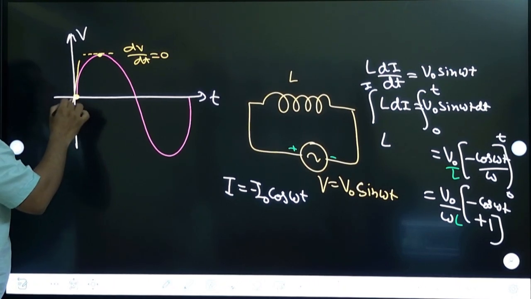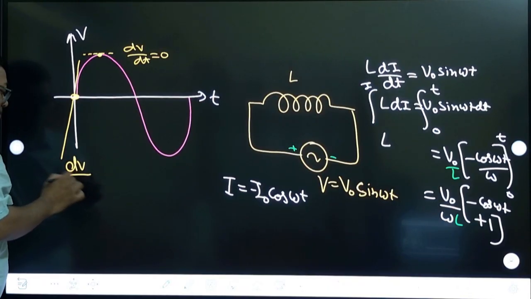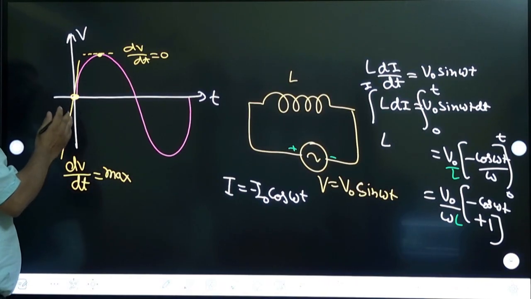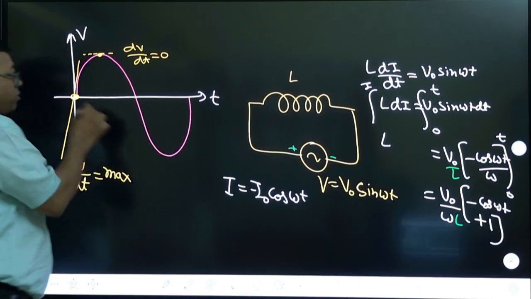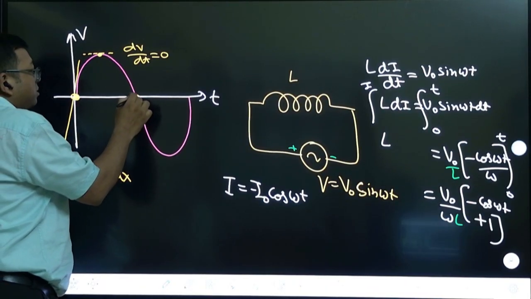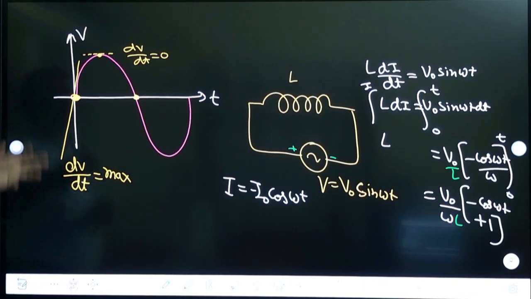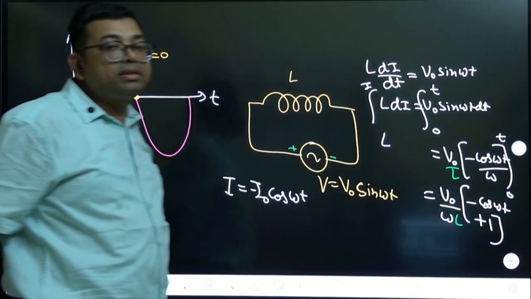This is what you need to note. Initially the slope dV by dt is maximum. You should know that in a sine graph, the slope is maximum here or here. Here it is minimum because of the negative slope. So the slope is maximum here. That means the voltage is changing very quickly.